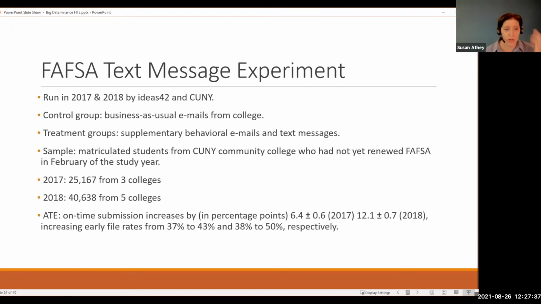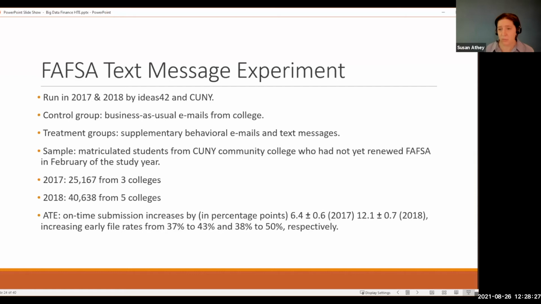The text message experiment was run in 2017 and 2018. The control group got business as usual emails from the college, while the treatment group got supplementary behavioral emails and text messages. The sample was matriculated students from the City University of New York who had not yet renewed their financial aid forms in February of the study year. And the sample changes a little bit from year to year. We have 3 colleges in 2017 and 5 in 2018. And then overall, it turns out these text messages worked. So the on-time submission of your financial aid forms increased by 6.4 percentage points in 2017 and 12.1 in 2018, increasing the early filing rates from 37% to 43% in 2017, and from 38 to 50% in 2018.